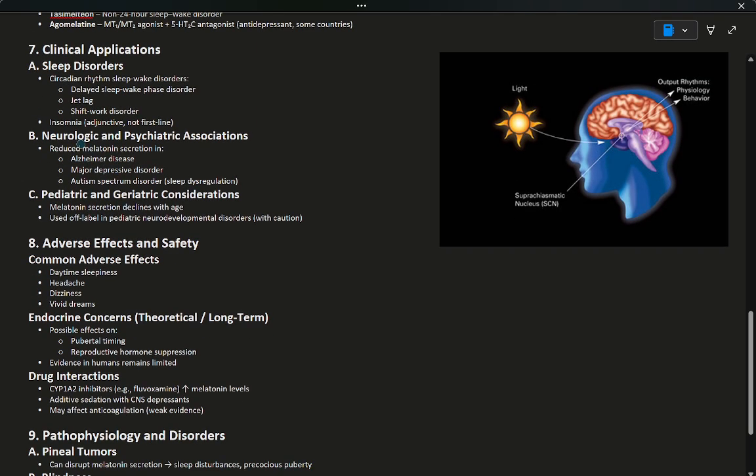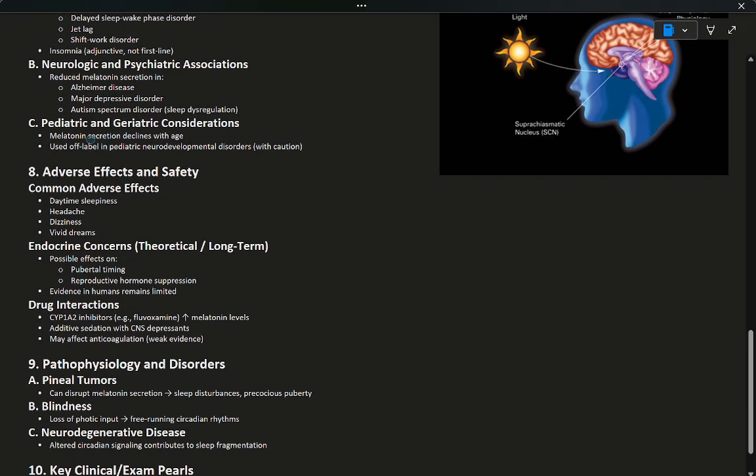Melatonin is known to have neurologic and psychiatric associations. So, in Alzheimer's disease, or major depressive disorder, and even in autism spectrum disorder, there is known to be reduced melatonin secretion in the patients who have these. And then just remember that in autism spectrum disorder, the patients may have sleep dysregulation problems.